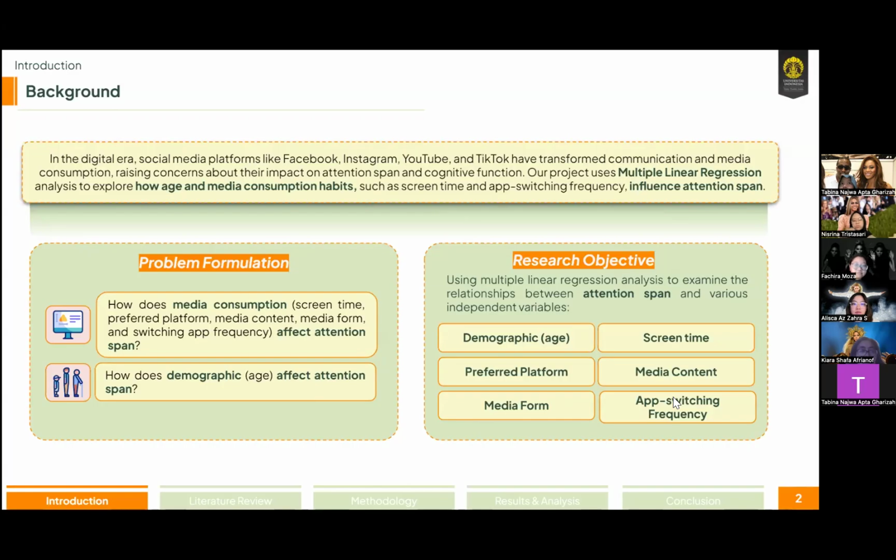Okay. Moving on to the background. In today's digital world, platforms like Facebook, Instagram, YouTube, and TikTok have transformed media consumption, raising concerns about their impact on attention span. Our study explores how factors such as age, screen time, and app switching frequency influence attention span. We focus on two key questions: how does media consumption habit affect attention span, and how does demographic affect attention span? Using linear regression, we analyze the relationship between these factors to understand how digital media use is shaping cognitive abilities.